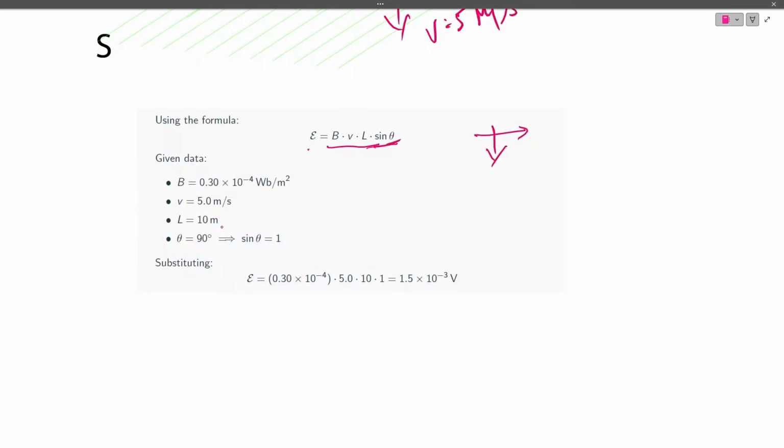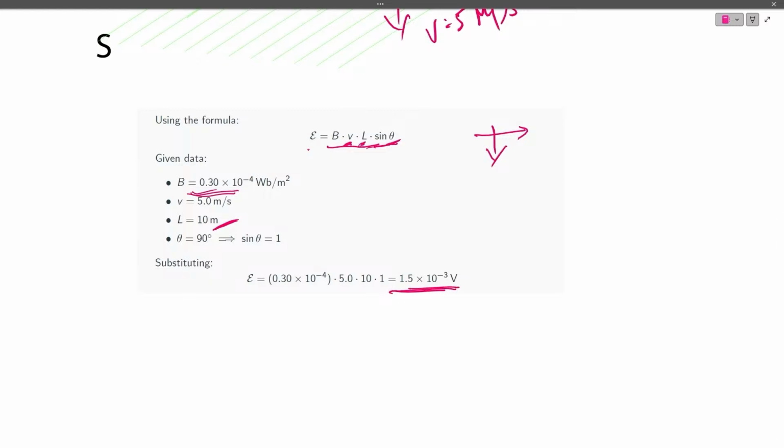Now L is going to be 10 meter because this is the length of the wire that has been given, and V is the velocity at which it is falling, and B is the magnitude of the magnetic field. Now substituting in this formula, we will get a value of 1.5 into 10 to the power minus 3 volts.